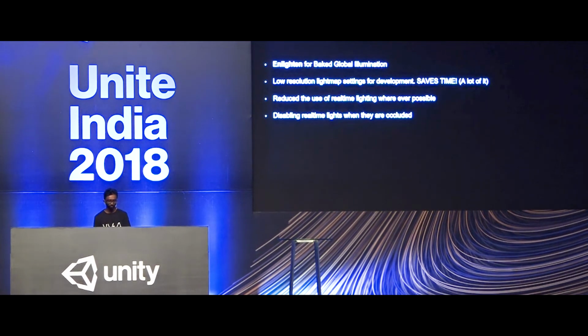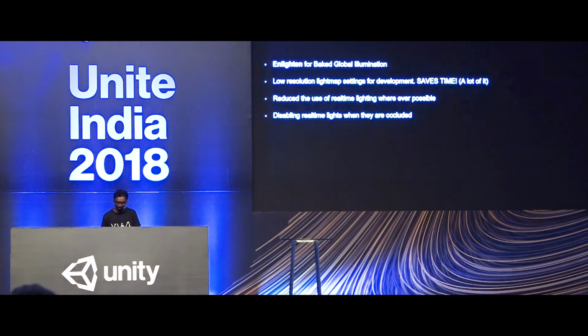In terms of lighting, we used Enlighten for the big GI, and we used low resolution lightmap settings for development purposes. Once the setup was all done and we were happy with the looks, we bumped up the resolution of the texture maps and baked it during the final stages of the project. This saved a lot of time for us. There's a very beautifully written blog post from Unity explaining the different settings that you can use to save time, so if you're interested, have a look at that.